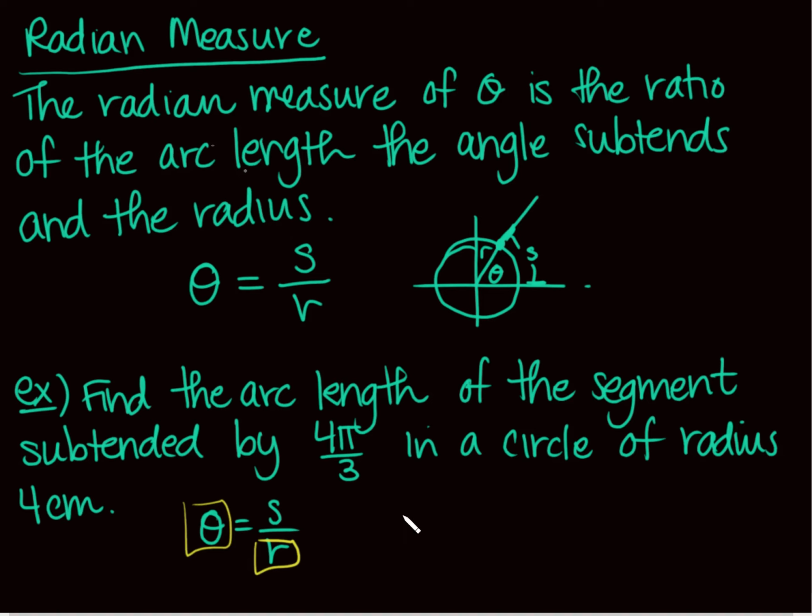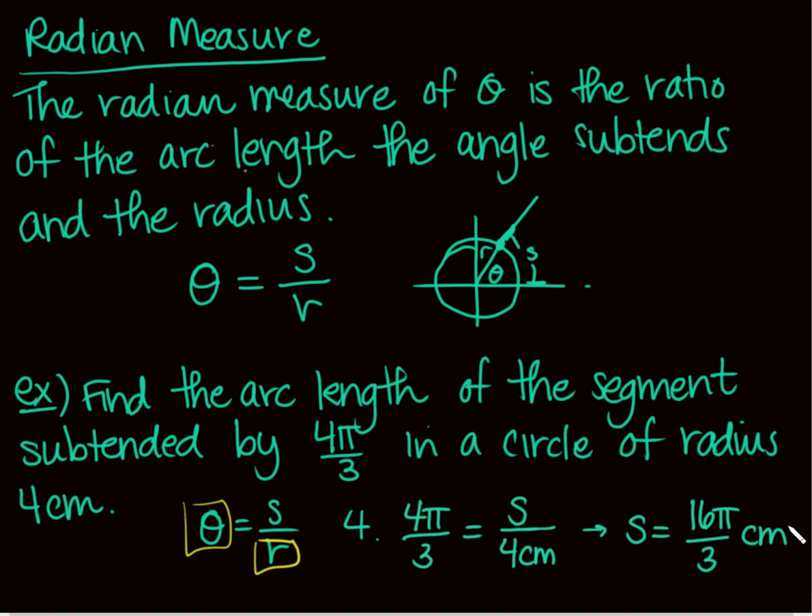Well, it's easy to say that, right? But sometimes the devil is in the details. So what is this going to equal? This is going to equal S over 4. And if we look at our units, which we really should, this is S over 4 centimeters. Just multiply both sides by 4. What do we get? We get 16 pi over 3. And remember, radians don't have any units, so we'll just keep those centimeters. So we get 16 pi over 3 centimeters.